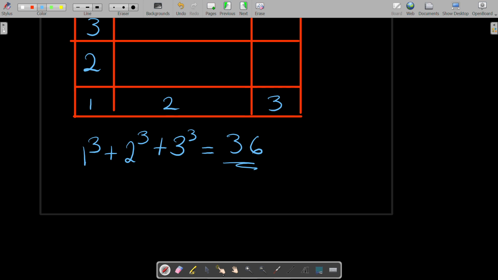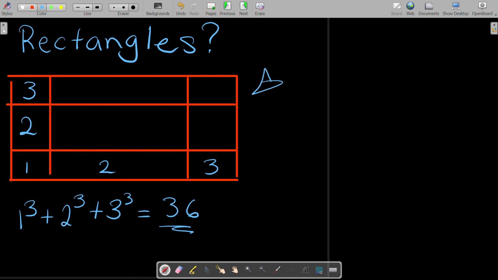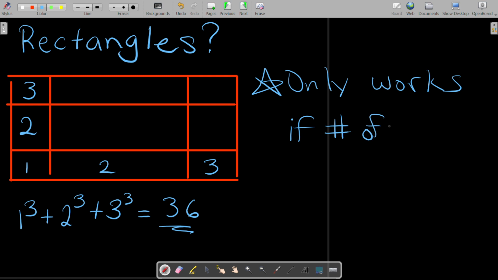So let me write something. Let me write an important note to the side. Only works if number of columns equals number of rows. That's an important thing to remember.